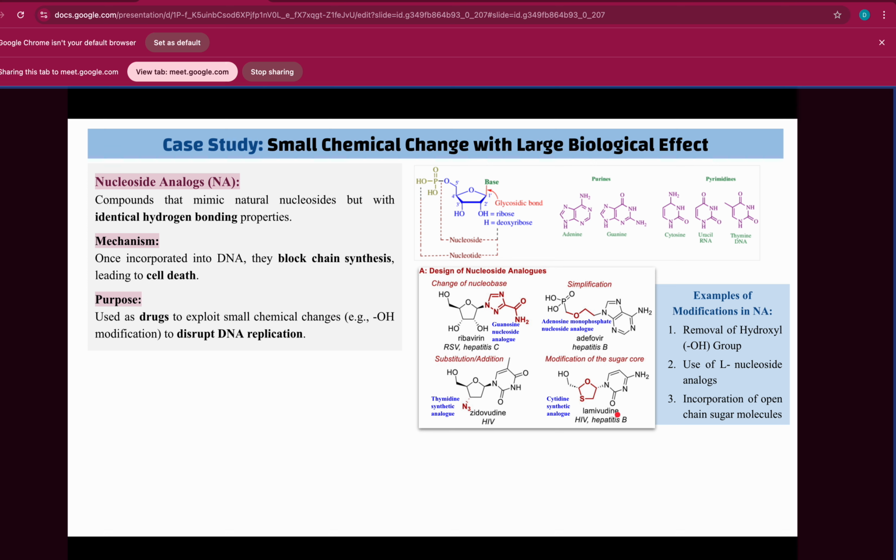So in place of cytidine, it will select this particular cytidine synthetic analog, which will ultimately lead to the termination of DNA replication. So these are the examples, and the modification taking place is the removal of hydroxyl group. From these nucleosides, there is removal of hydroxyl group, which will give rise to these nucleoside analogues. Or there could be use of L nucleoside analogues or incorporation of open chain sugar molecules. As we can see in this case, it is an open chain sugar molecule, in which this one is the sugar, so it is like an open chain.